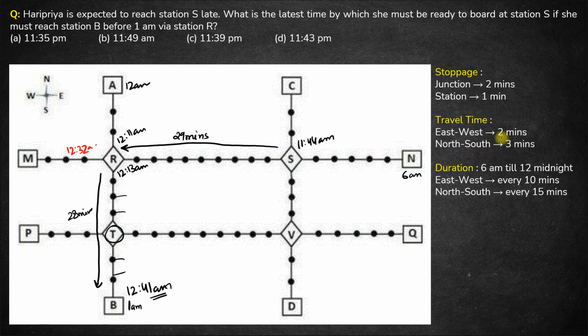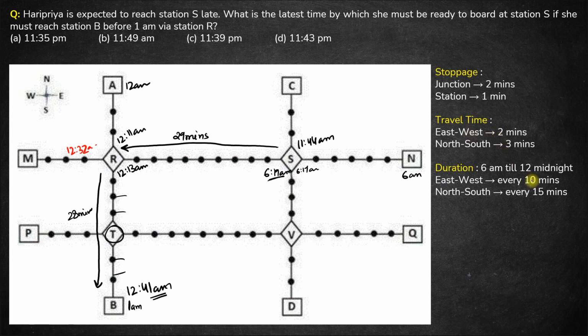In the east-west direction, 2 minutes. So 2, 2, 4, 6, 8, 10, 12. So 12 minutes of traveling time plus 1, 2, 3, 4, 5. 12 plus 5, 17 minutes. So a train starting from 6 a.m. reaches S at 6:17 a.m. and will depart S at 6:19 a.m. So the first train that will depart S towards R is at 6:19 a.m.